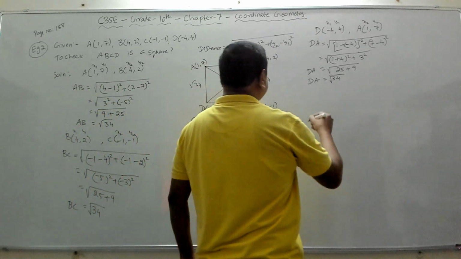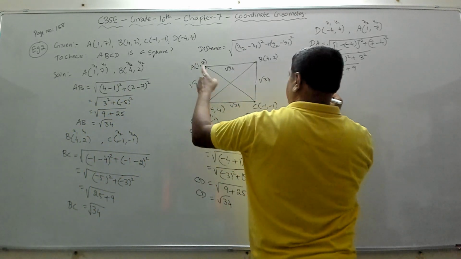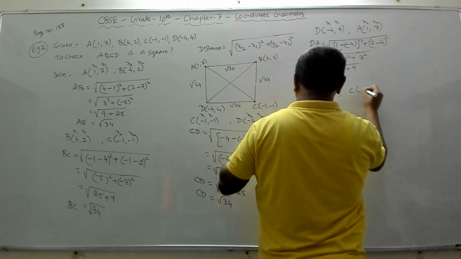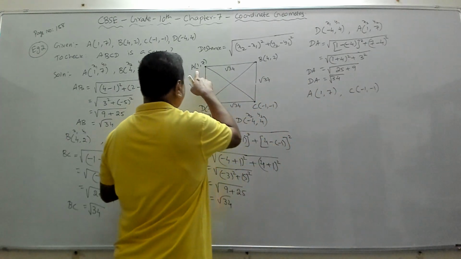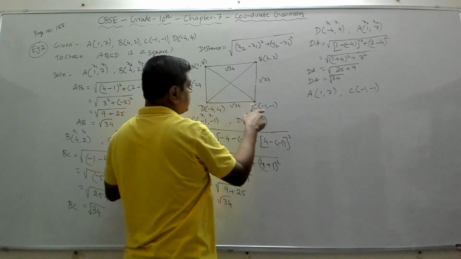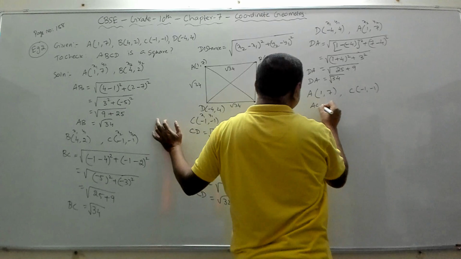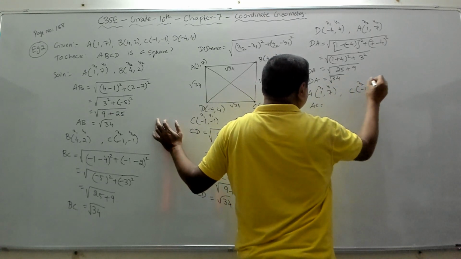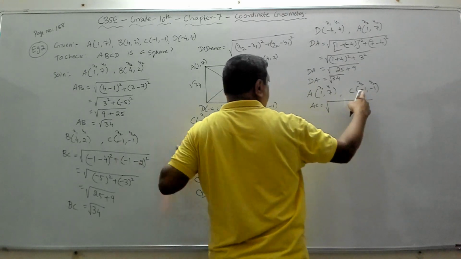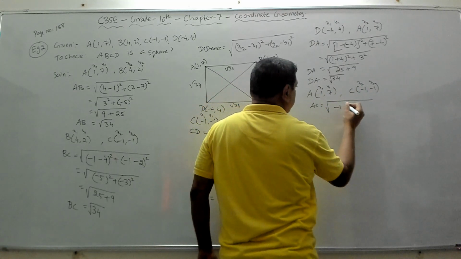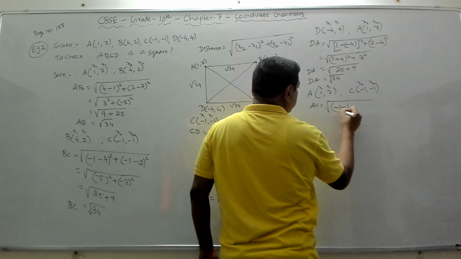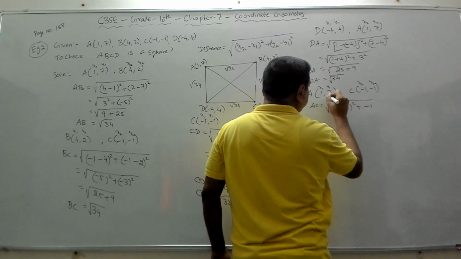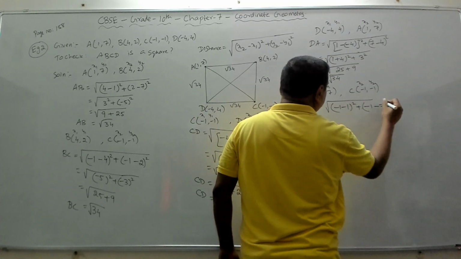So let's find what is AC. A is 1 comma 7 and C is minus 1 comma minus 1. I'm taking A point and C point. Let's find the distance between A and C. So what is AC distance? We can take the x1, y1, x2, y2. So what is that? x2 minus x1. So x2 is minus 1 minus x1 is 1 the whole square plus y2 which is minus 1 minus y1 which is 7 the whole square.